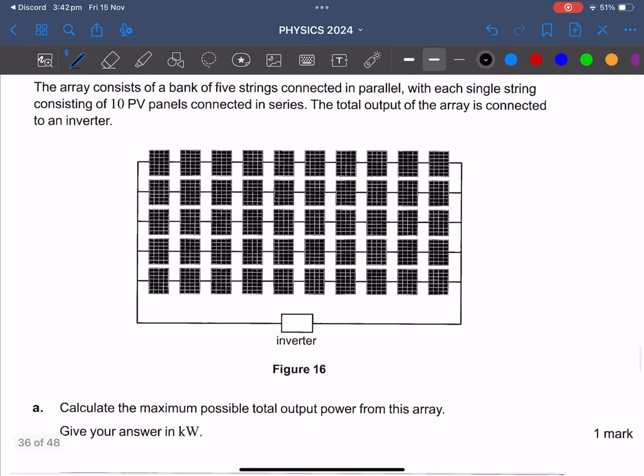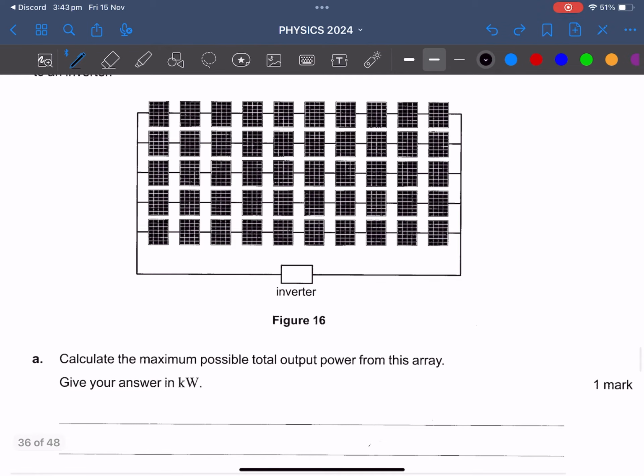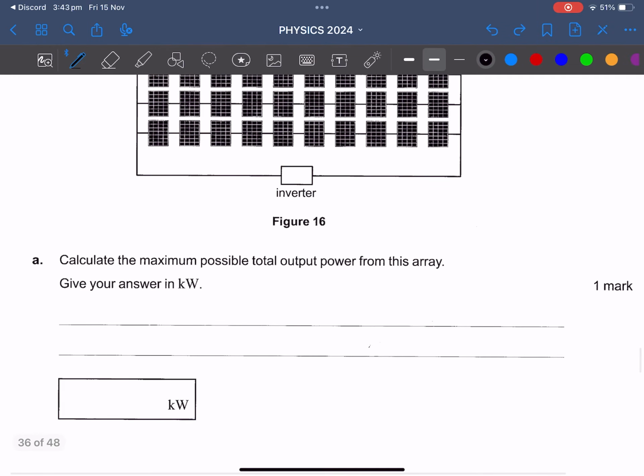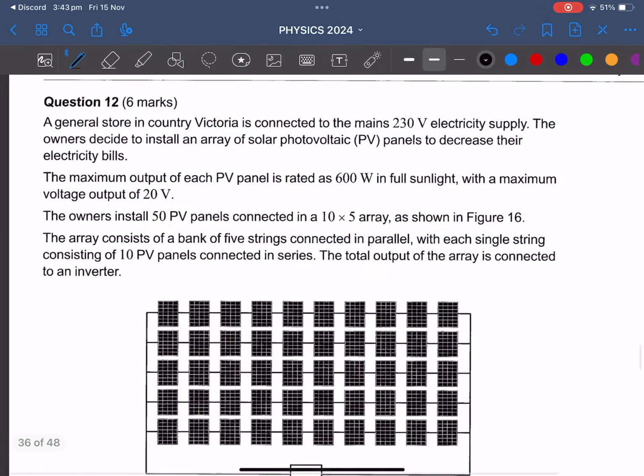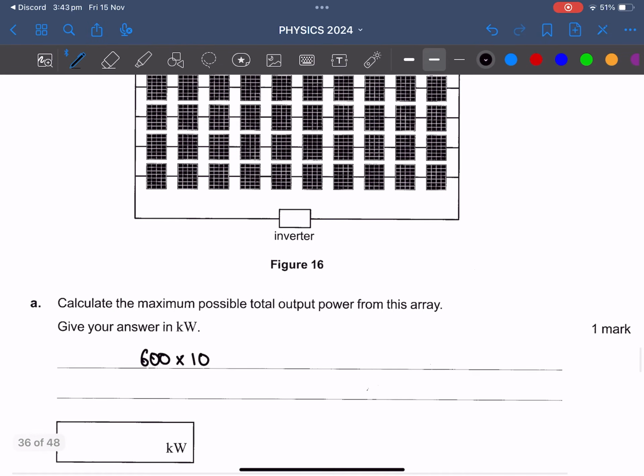So then each string here would basically have 600 each, right? So that means per string we got 6 kilowatts. So we got 600 for each panel, and then we have each string, so times by 10. Because each string has 10, I believe. Yeah, 10. And then we got 5 strings like that.